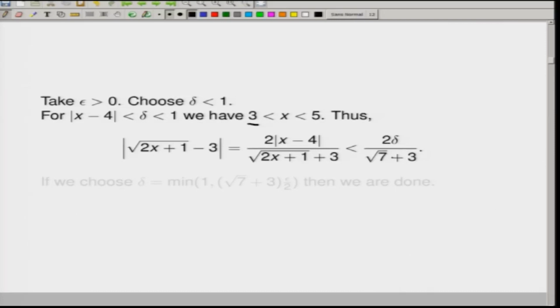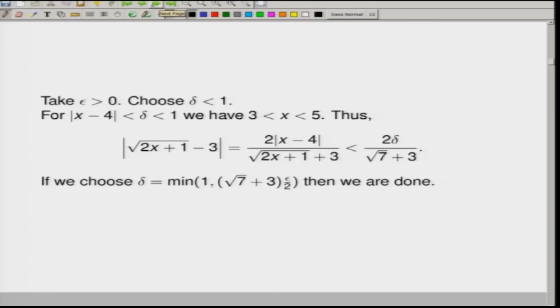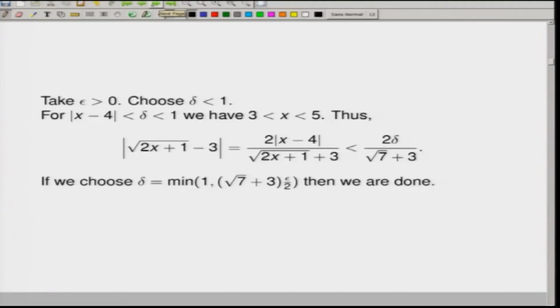Now we want to show that this is less than epsilon. If we choose our delta, already less than 1, to be the minimum of 1 and (√7 + 3) epsilon / 2, then this is what we get: this is less than epsilon.